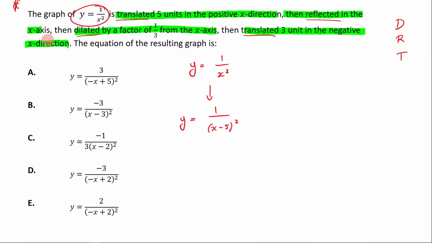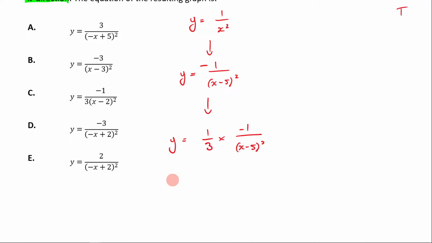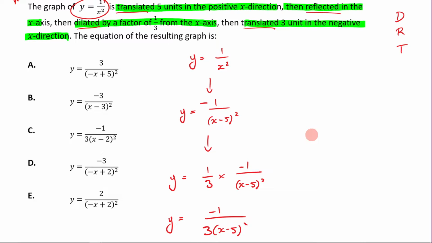Then it's reflected in the x-axis. Well, to do that, I just put a negative in front of the entire thing. So there's no real need to change anything there, except for the negative. I don't have to rewrite the whole thing, I mean. And then it says, then dilated by a factor of 1/3 from the x-axis. Now, if you're dilating from the x-axis, what you do is you just take whatever that dilation factor is and times it to the whole thing. That means what we're going to end up with here is y is equal to negative 1 on 3(x minus 5) squared. And then we need to translate 3 units in the negative x direction.